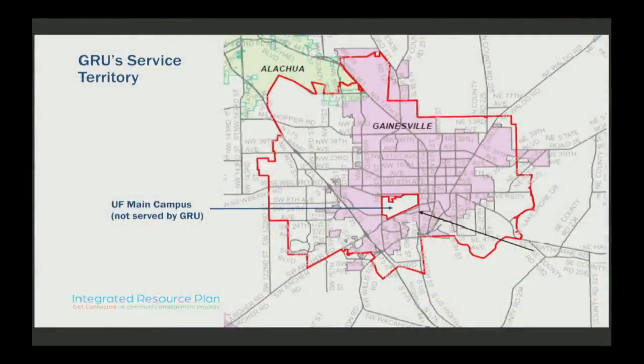Okay, a little bit about our service territory. You guys have probably seen this before. This board has probably seen it before, but the light pink outline is the city of Gainesville city limits. The red line is the service territory, the electric service territory for GRU. You'll see a carve out in the middle, and that represents the main campus of the University of Florida. Of course, we don't serve them with electric service. But we do serve all the ancillary facilities that support UF and are spread out throughout the community.